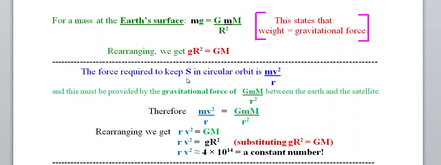Now, the force required to keep the satellite in circular orbit is mv squared over r. And this must be provided by the gravitational force of GMm over r squared between the Earth and the satellite. Therefore, putting these equal, cancelling out the m's and multiplying by r squared, we get rv squared equals GM, but GM equals gR squared. So we change that to gR squared. And then if we work this out, it comes very close to just 4 times 10 to the 14, which is a constant number. r times v squared is a constant number.